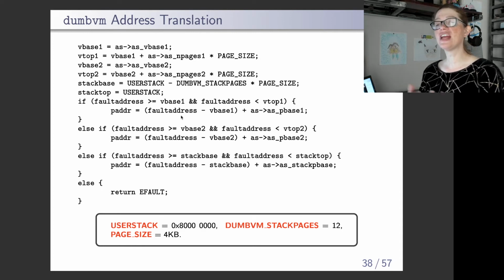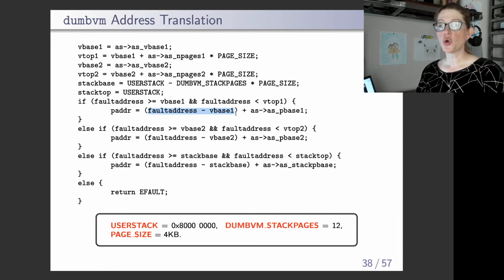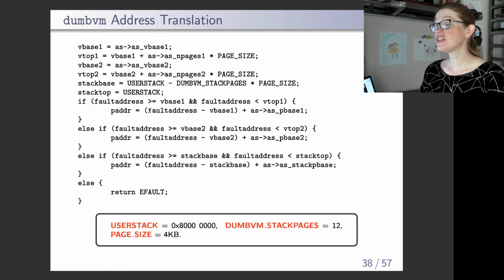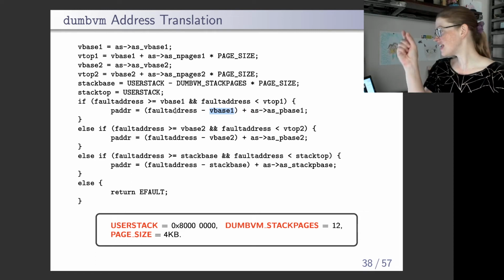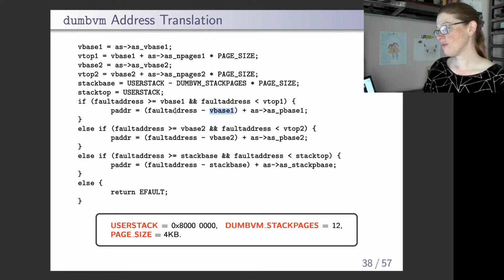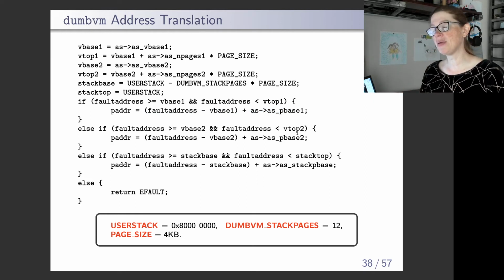Now, how do we actually translate the address? Well, what we're going to do is figure out the offset of the fault address within the segment. To do that, we're going to subtract our base from the fault address. That's going to give us where in this segment you are right now. And then we add it to the physical base. So this is actually what we would have done for segmentation or dynamic relocation. Once you know what segment it's in, you figure out the offset, which is this subtraction bit here, and then you add it to the physical base. And what's going to happen later on is when we add this to the TLB, which happens later in VM fault, we'll actually convert that to a page to frame mapping. But you don't need to worry about that for now.